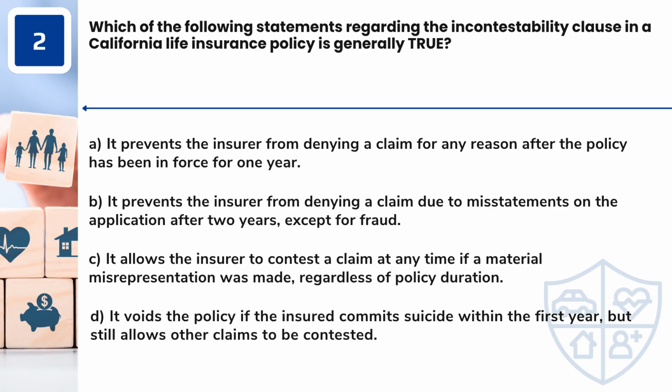Question 2. Which of the following statements regarding the incontestability clause in a California life insurance policy is generally true? A. It prevents the insurer from denying a claim for any reason after the policy has been in force for 1 year. B. It prevents the insurer from denying a claim due to misstatements on the application after 2 years, except for fraud. C. It allows the insurer to contest a claim at any time if a material misrepresentation was made, regardless of policy duration. D. It voids the policy if the insured commits suicide within the first year, but still allows other claims to be contested.